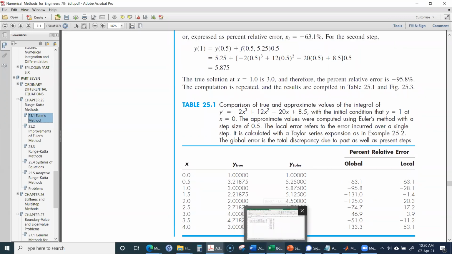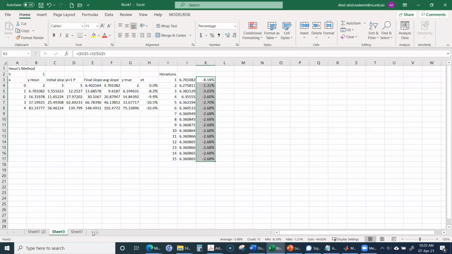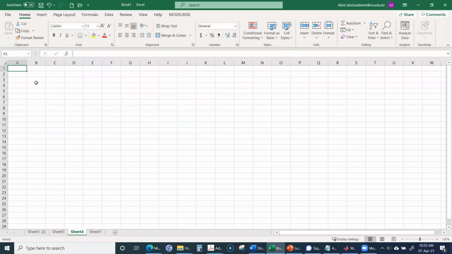So let's see how we can apply this method on the spreadsheet. For example, if we want to apply Euler's method using the same equation, we will start from the x and y values. The initial values were x equal to 0 and y equal to 1. And then next we can calculate f of x and y.